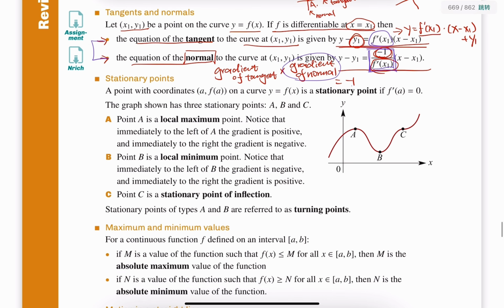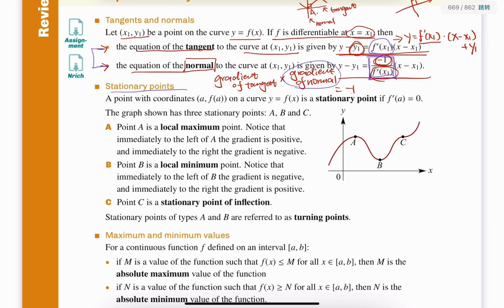Let's then talk about stationary points. What's the definition of stationary points? The point (a, f(a)) is a stationary point if the first derivative at point a is equal to 0. Or we can say the gradient at the point is equal to 0, right? We can say the gradient at a is 0.